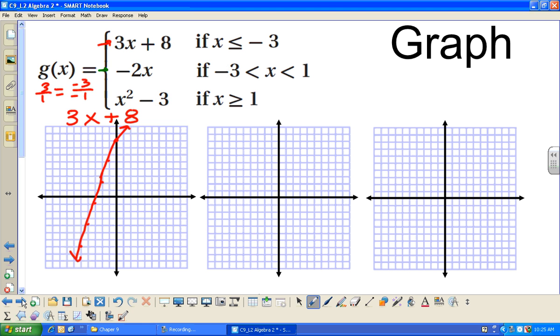My next equation is also in the format y equals mx plus b, but my plus b is plus 0. So that means my y-intercept is going to be at (0, 0). And my slope is negative 2 over positive 1. Down 2, right 1. I could also go up 2 and left 1. And connect these points.